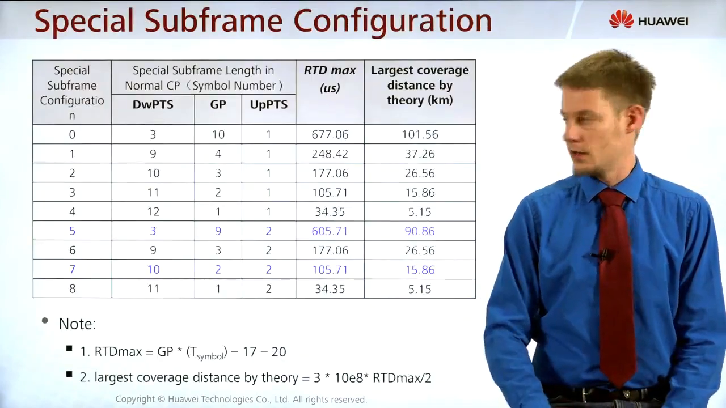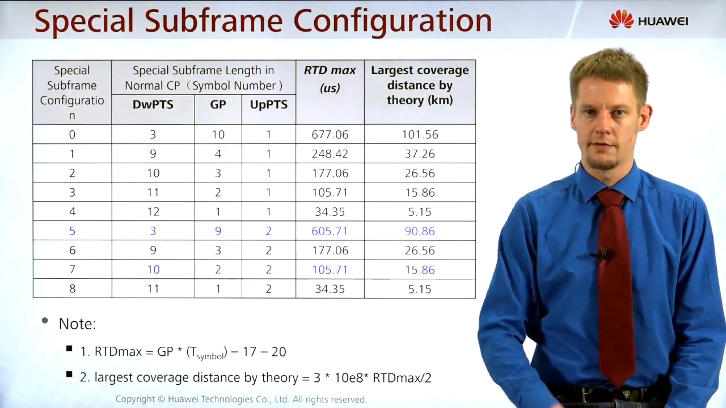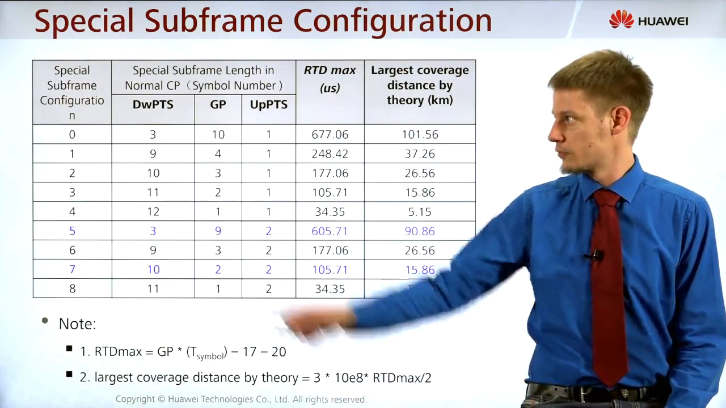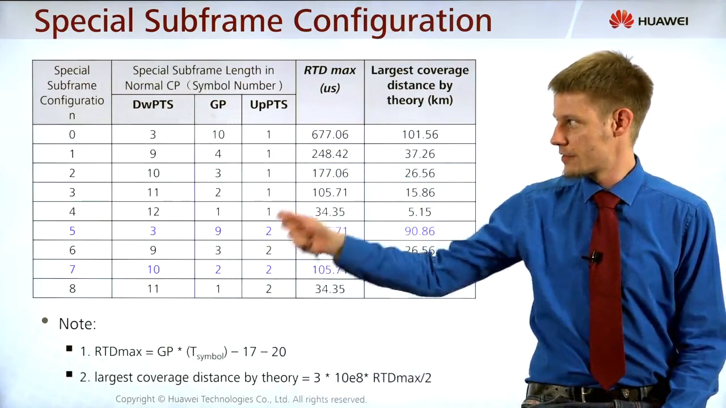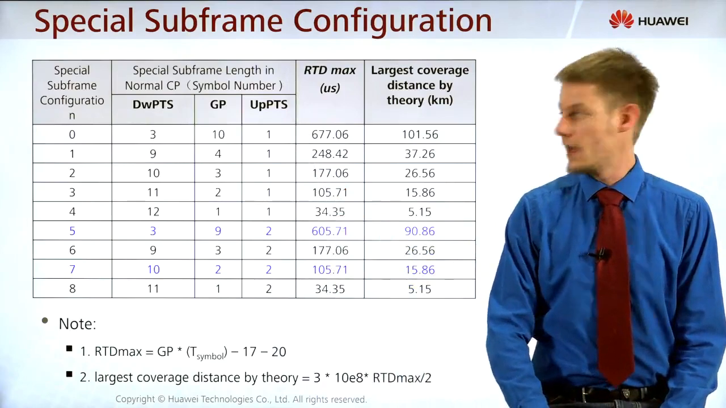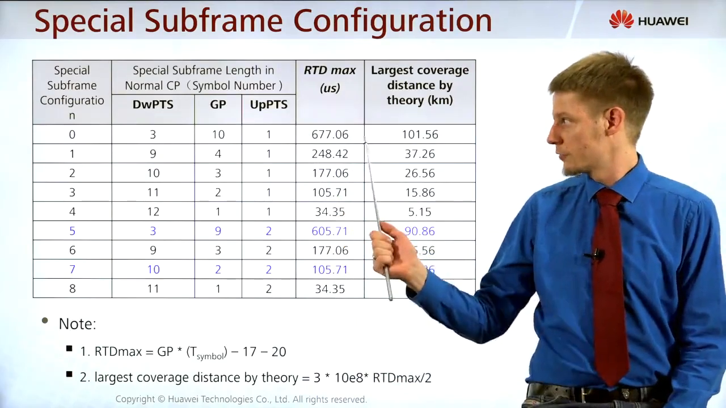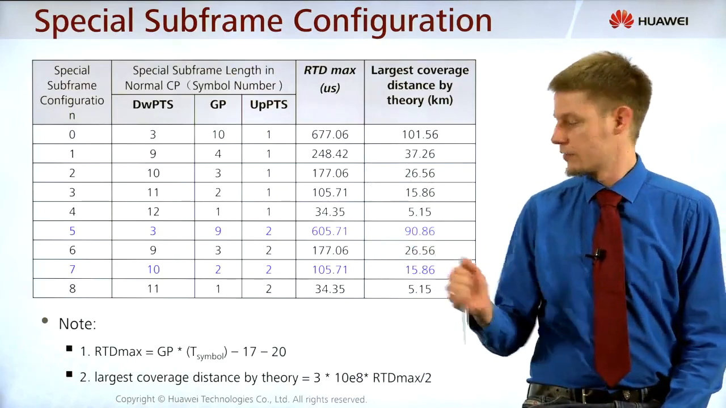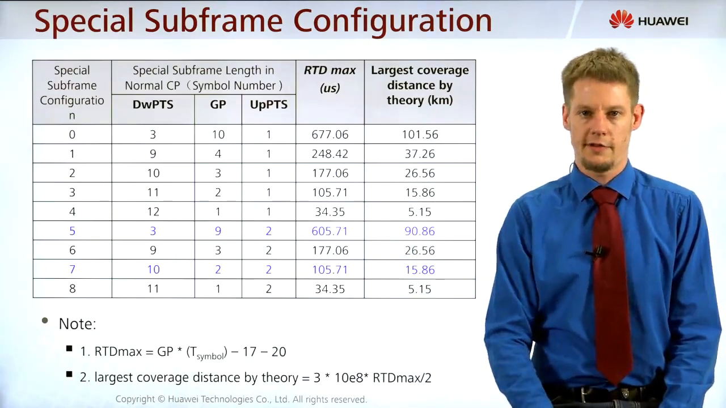If we now configure our maximum round-trip delay in different lengths, then thereby we can configure how large the cell should be. This means that we have different configuration modes which have different lengths of pilot time slots, different lengths of uplink pilot time slots, and they reflect a certain maximum round-trip delay. By this round-trip delay, calculated together with the light traveling time, we have a maximum of up to 100 kilometers for the cell, but we could also configure smaller cells.